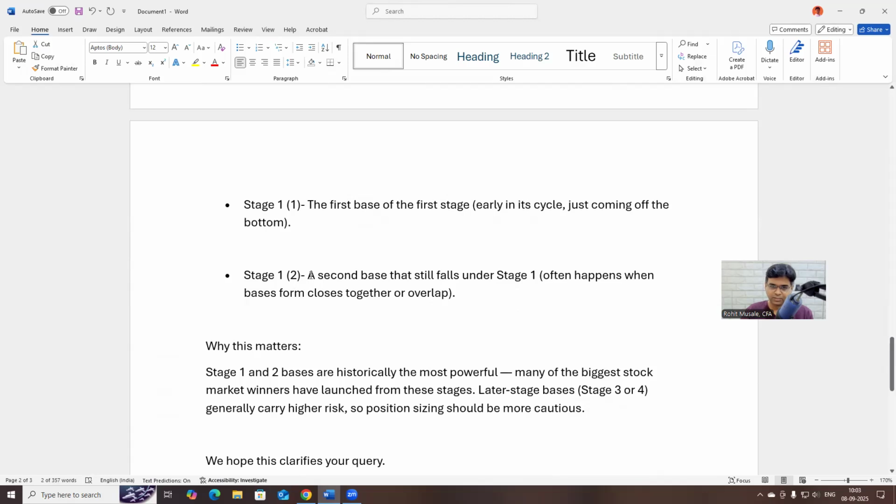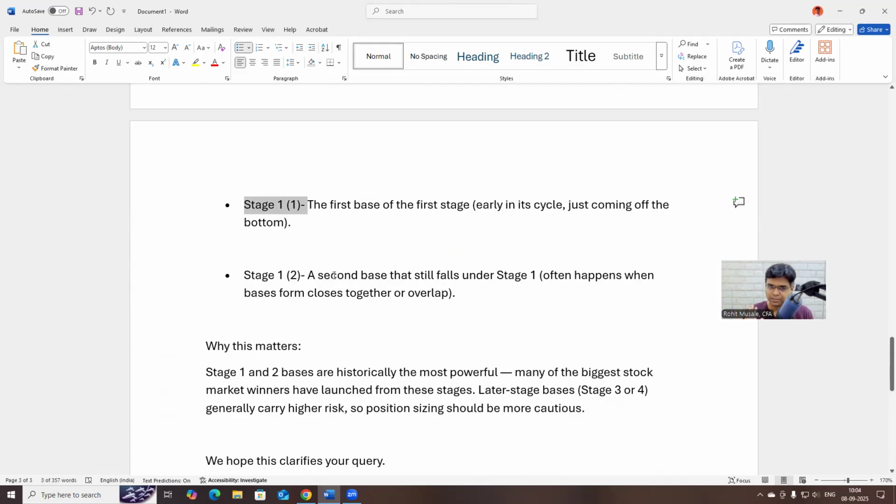Stage 1, 2, a second base that still falls under stage 1, often happens when bases form close together or overlap. Okay, so if a stock breaks out, doesn't go up 25% and starts forming another base, that's called overlap or close base formation. This terminology is, in my view, partially correct.